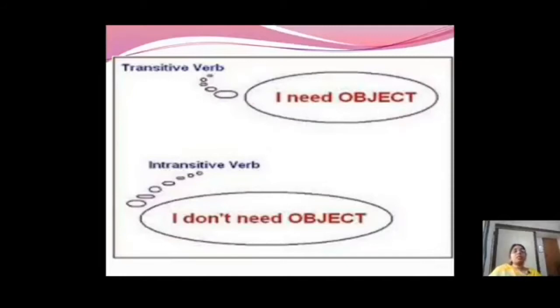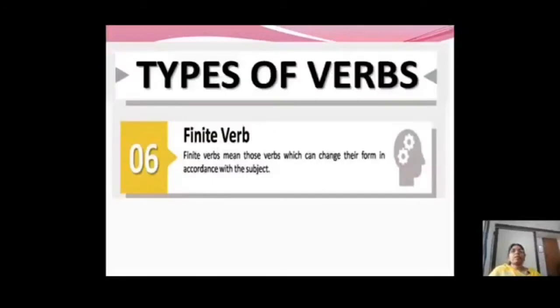Transitive verb says I need object. Intransitive says I don't need object. Okay? Is it clear? Right. Next comes finite verb. Finite verb means which can change their form in accordance with the subject.